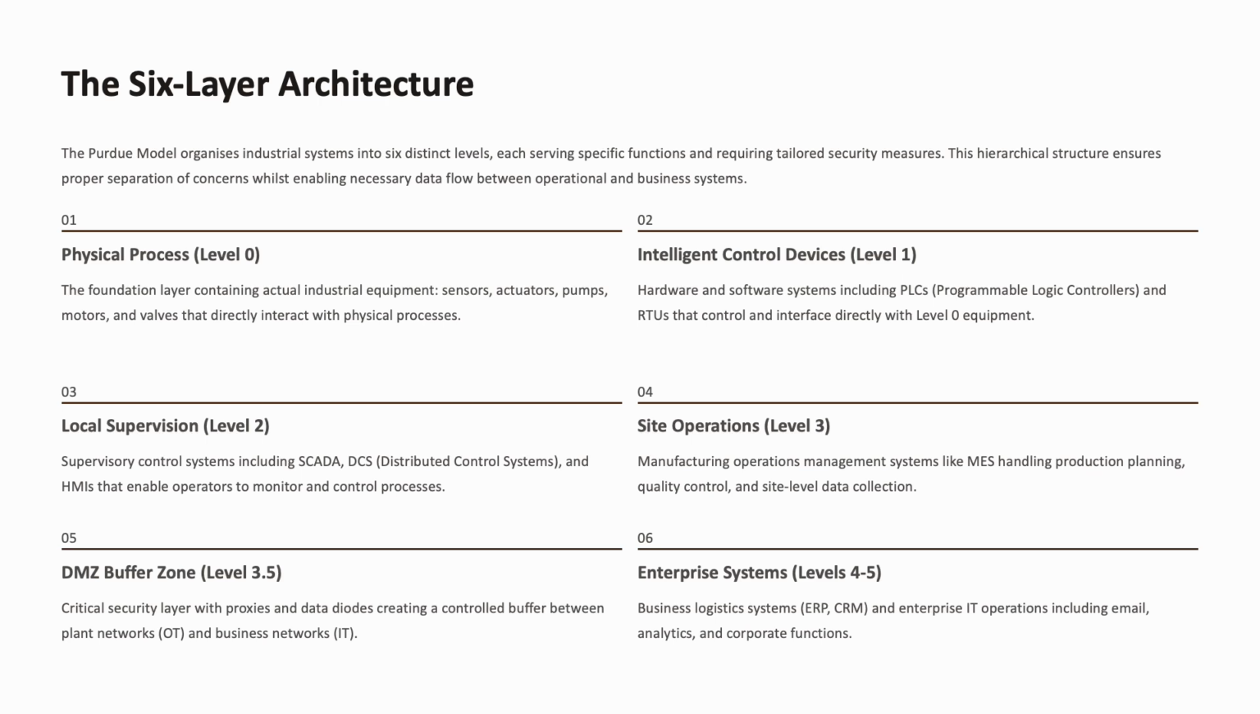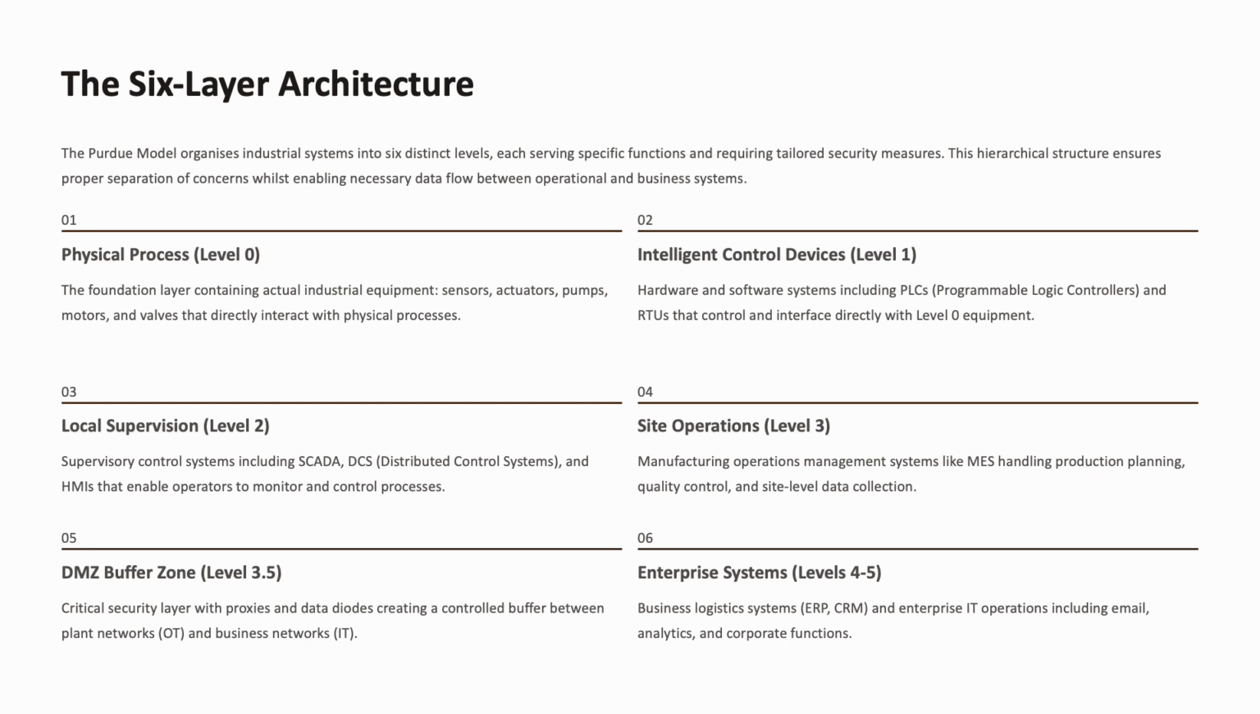Here we see supervisory control systems such as SCADA, DCS, and HMIs. These allow human operators to monitor, visualize, and control processes, bridging the gap between real-time control and higher level management. Level 3 is site operations. This layer handles complex manufacturing operations. Systems like the Manufacturing Execution System or MES are responsible for production planning, quality control, and site level data collection, essential for optimizing plant performance.